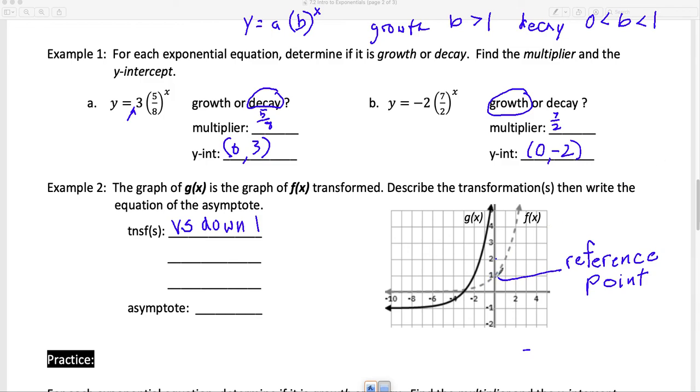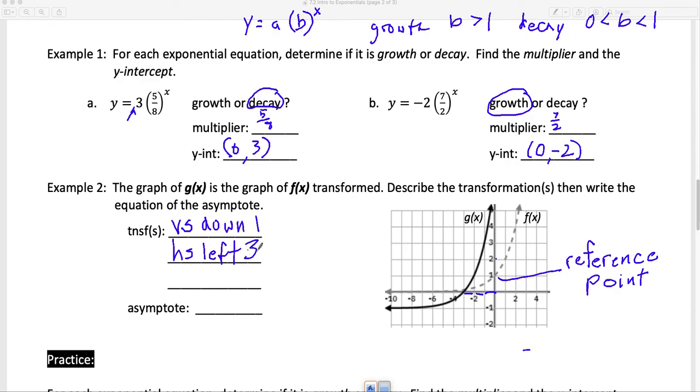Okay, so going from there, we know we went down 1. So look how far we actually went left. 1, 2, 3. We didn't go 2. We went 3. So I have a horizontal shift, and it went left 3.